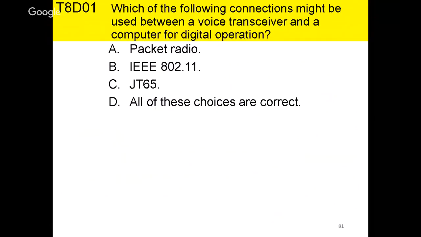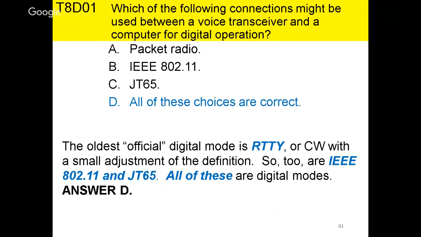So which of the following connections might be used between a voice transceiver and a computer for digital operation? No brainer here. All of these choices are correct. The oldest official digital mode is RTTY, or CW with a small adjustment of the definition. So too are IEEE 802.11 and JT65. All of these are digital modes.